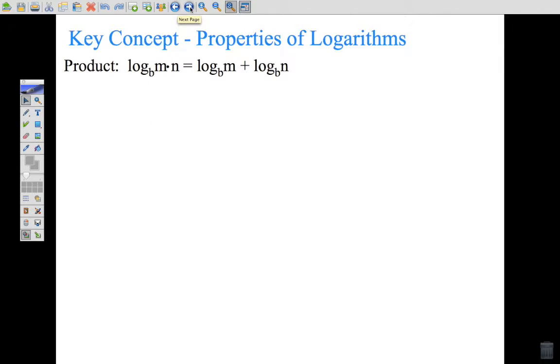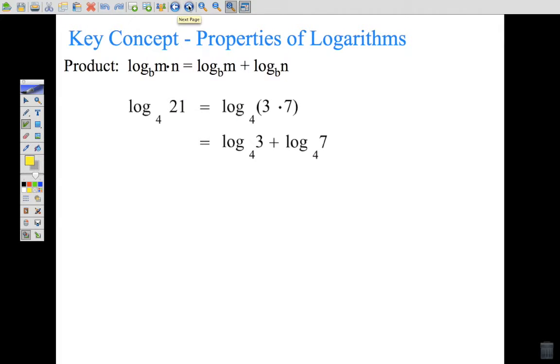Here are the key concepts for today. Just 3 properties dealing with logarithms. First property is the product property. If you're taking the log of a product, in this case log base b of m times n, you can rewrite this as log base b of m plus log base b of n. That multiplication, when it is expanded, becomes an addition problem.